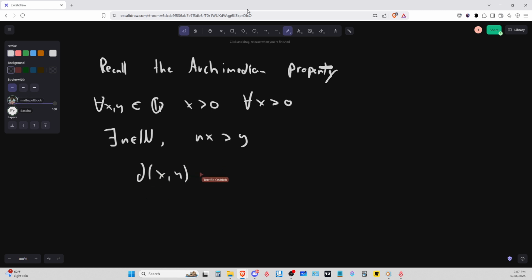The distance between two points, and the distance was less than epsilon for every epsilon. And I say, well, using the Archimedean property, you can conclude that actually x has to be equal to y. I mean, the distance has to be 0. And one of the applications of the Archimedean property is for showing the following.